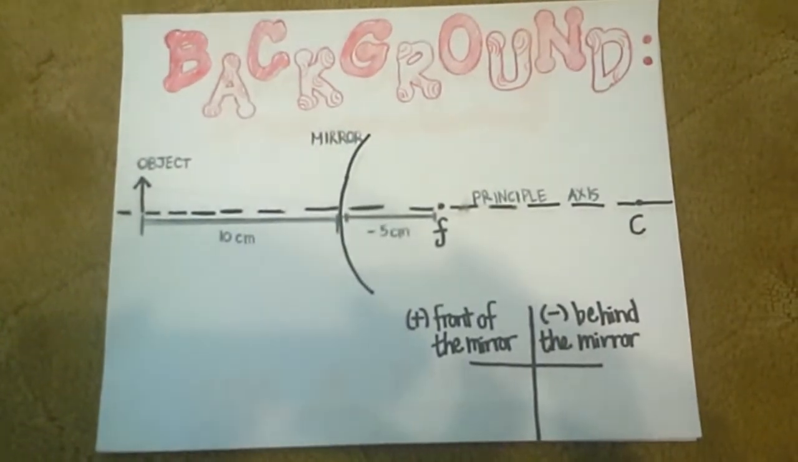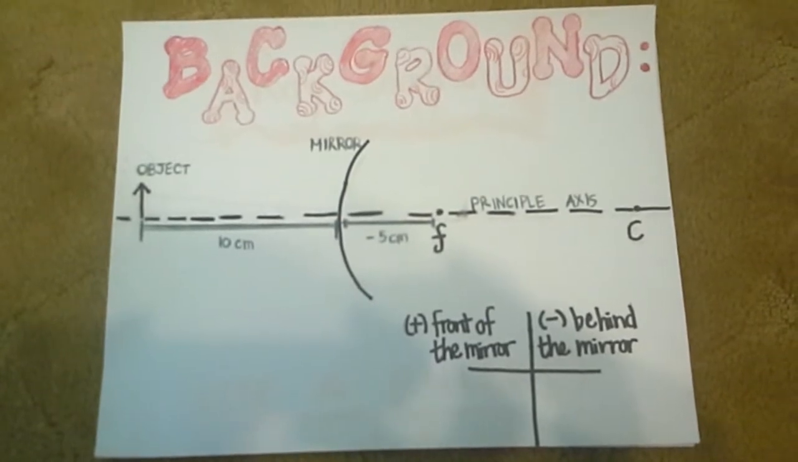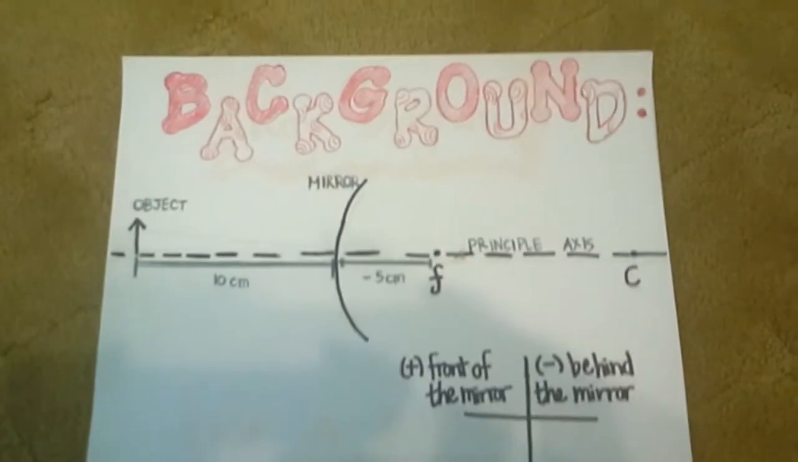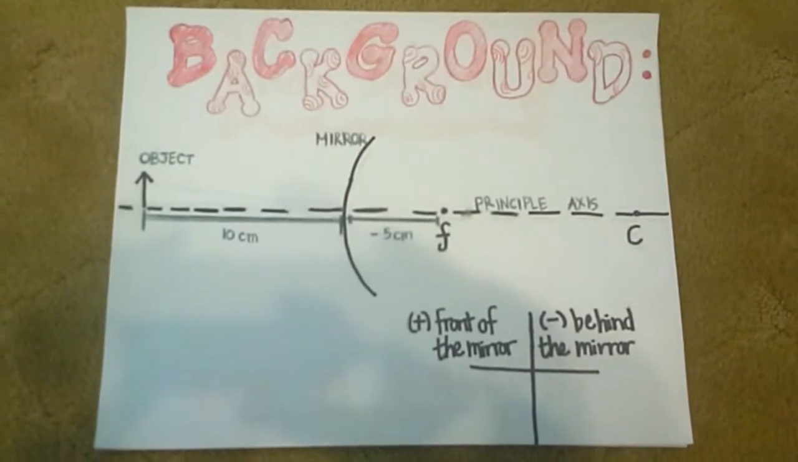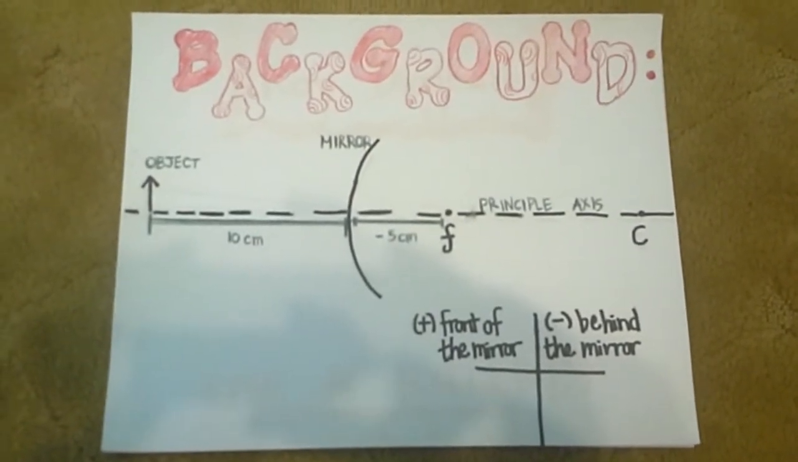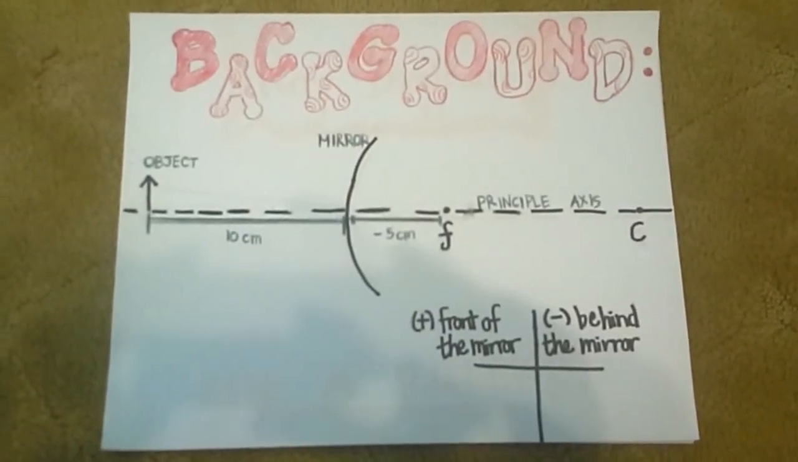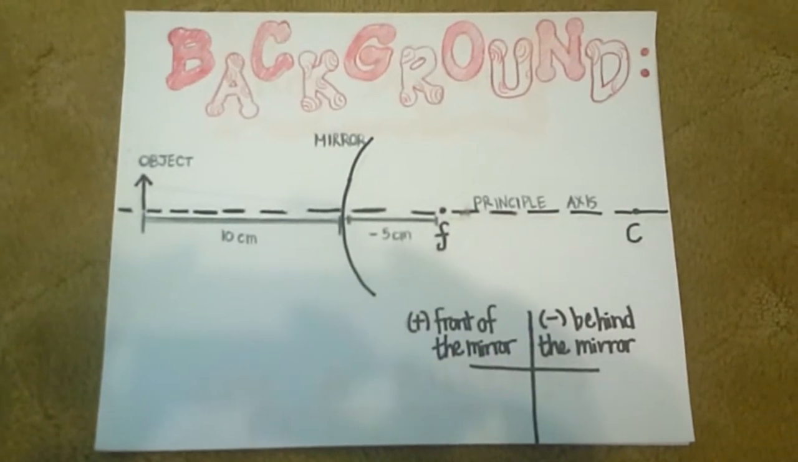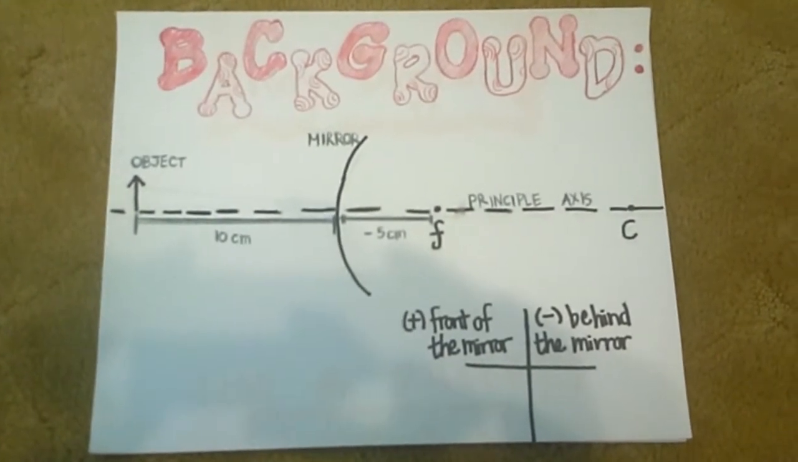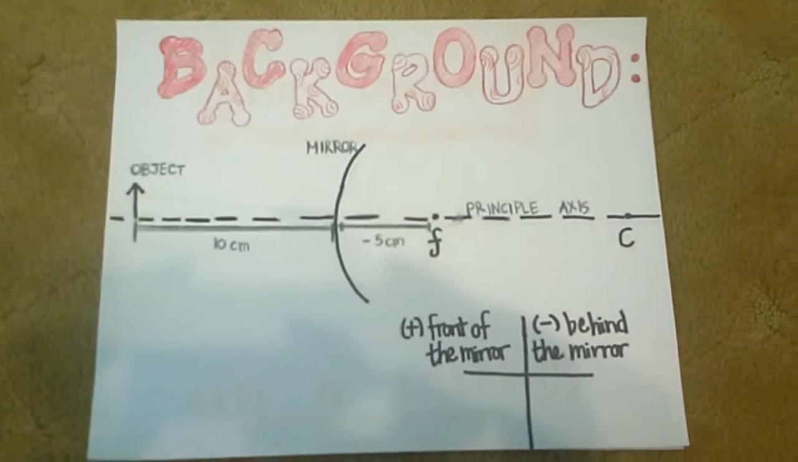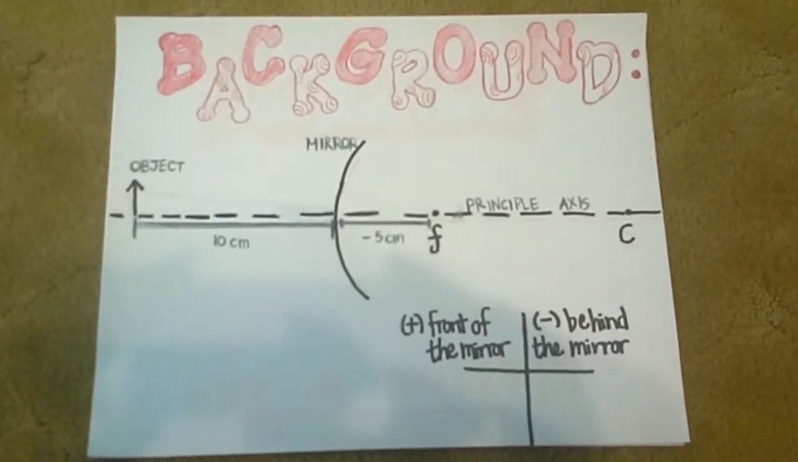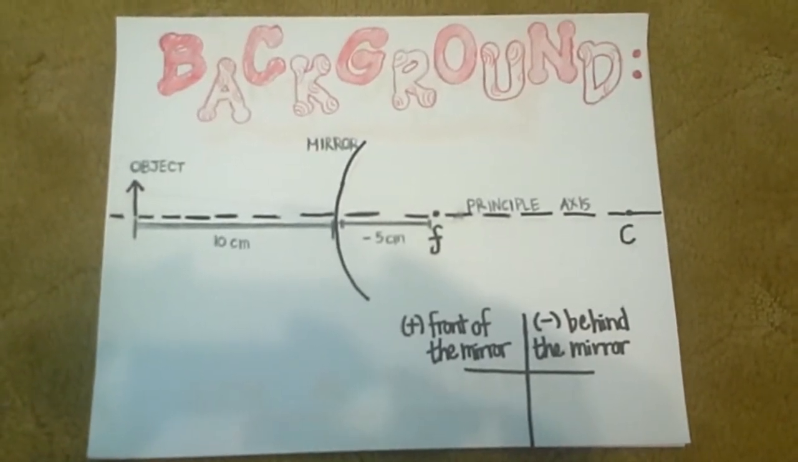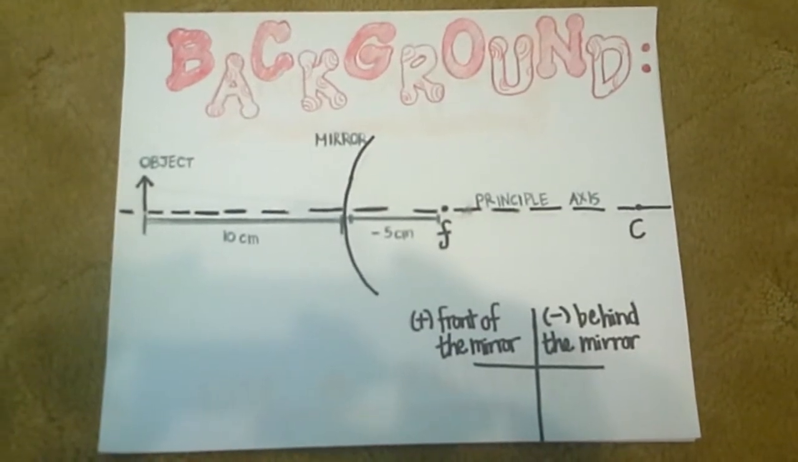So let's identify the basic parts of the diagram. The arrow is our object, and we know it is 10 centimeters from the mirror, which is shaped as a section of a hollow sphere with a reflective surface. The mirror is convex because the edges curve away from the observer. The dotted line is the principal axis, the line going through the geometric center of the mirror and perpendicular to the surface of the mirror.